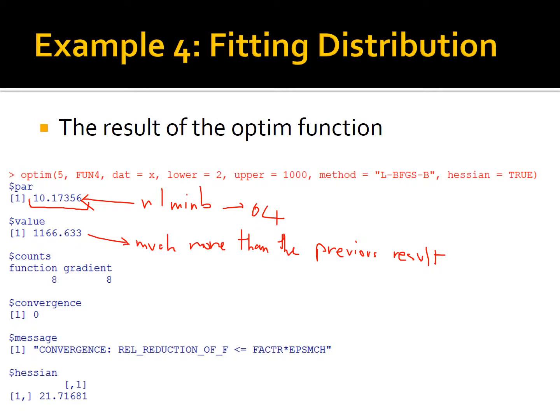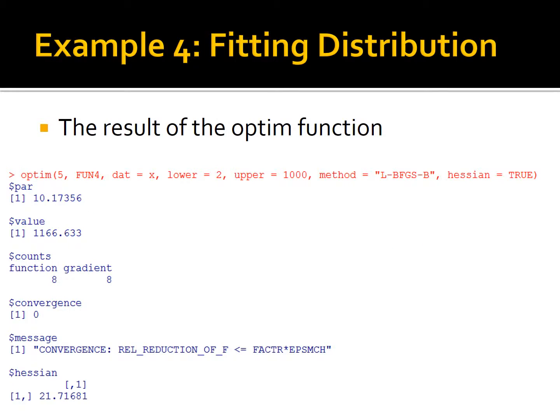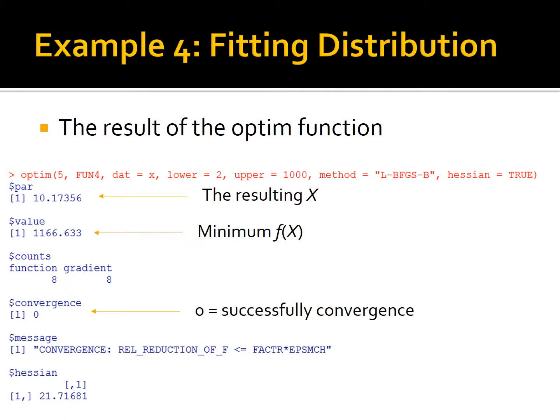Okay, so let me go back. This is a resulting x which is not preferable, and the minimum value of the function of x isn't good, right? It is 1166.63, which is much higher than what we got from the nlminb function. 0 means successful convergence. It does not mean that you get the global minimum. Okay? And the Hessian matrix is over here.